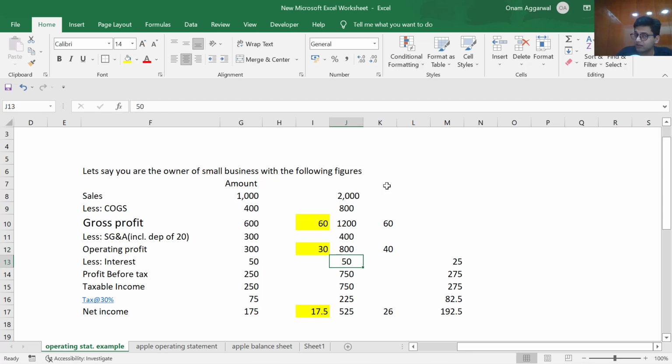Now the interest will remain the same because I have not taken additional debt. And what happened to my net income? My net income balloons from 17.5% to 26%. So the doubling of my sales doesn't mean that my expenses or my operating profit also doubles. The doubling of sales has an exponential increase in my operating profit. Why? Because my other administrative expenses or my other operating expenses are not increasing in that proportion as my sales are increasing.